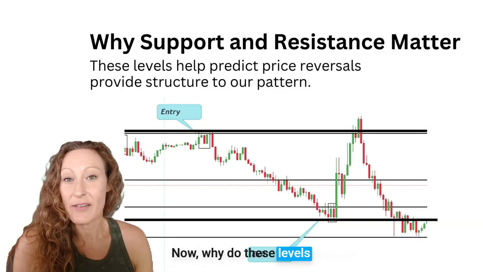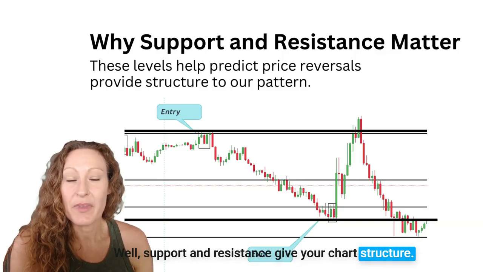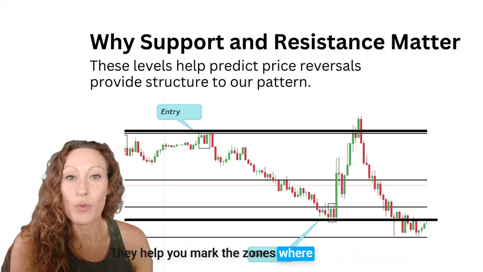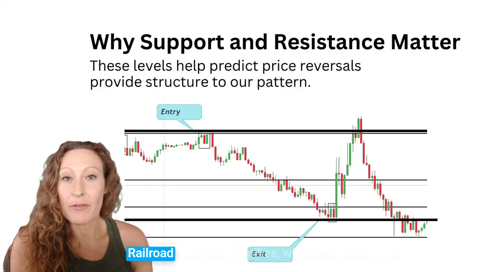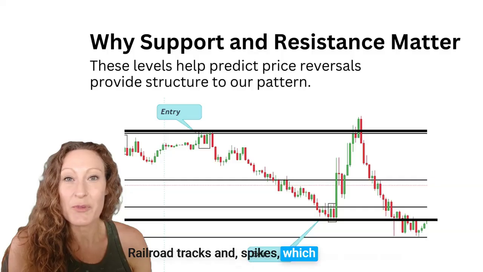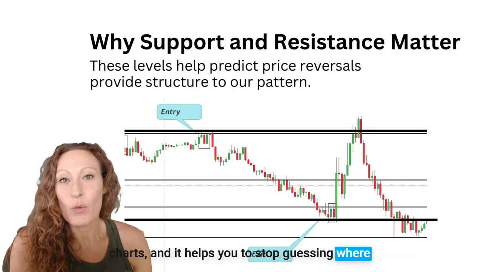Now, why do these levels matter? Well, support and resistance give your chart structure. They help you mark the zones where price may reverse. They help you spot patterns like railroad tracks and spikes, which we'll see in the charts. And it helps you to stop guessing where to enter.